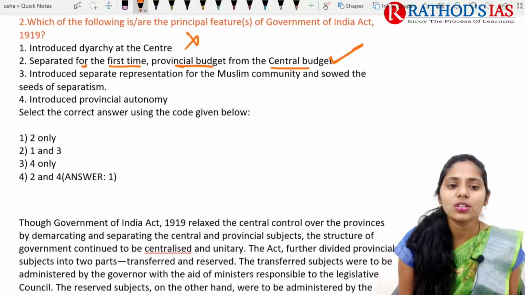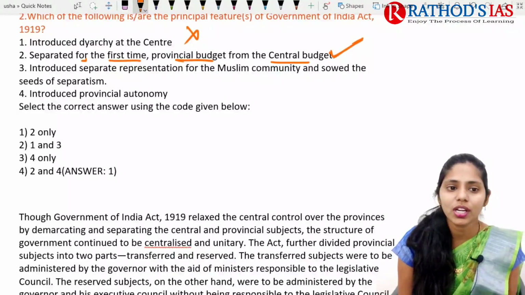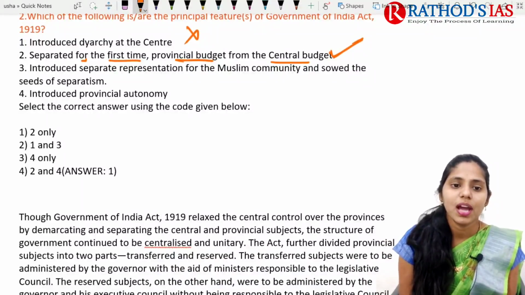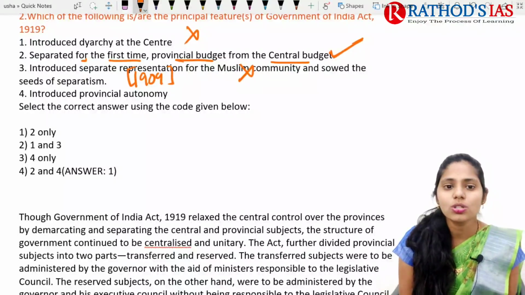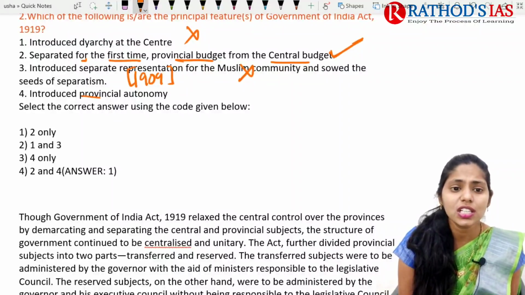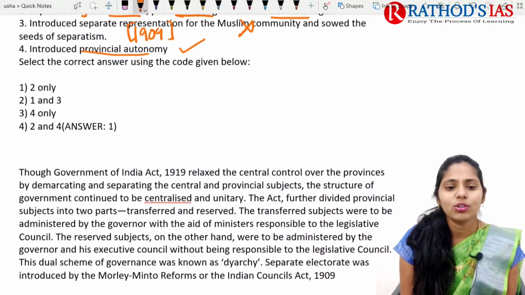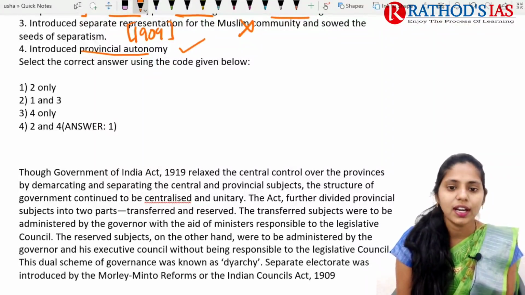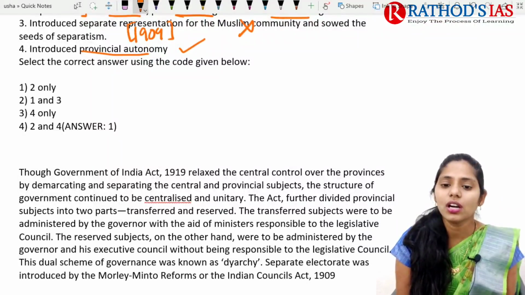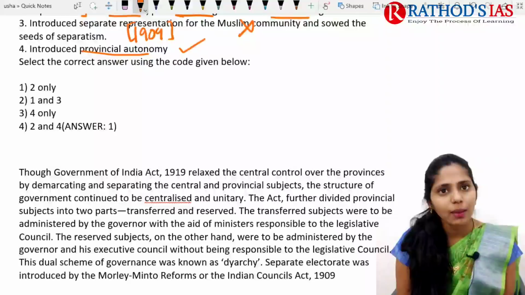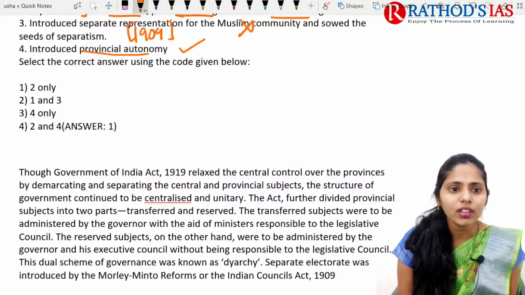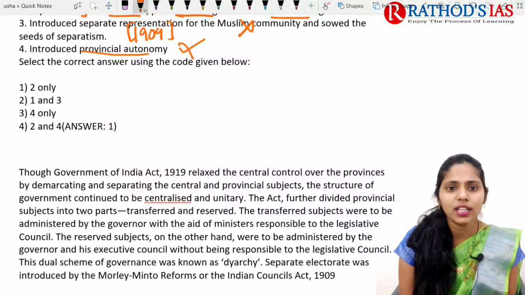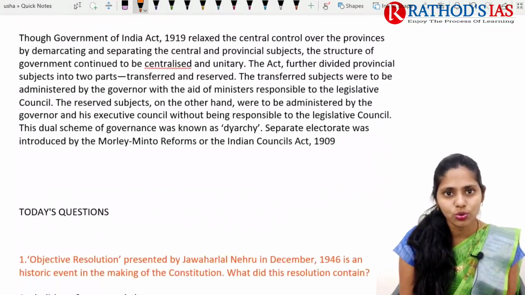Next, it also introduced separate representation for the Muslim community and sowed the seeds of separatism. Actually that was done through the 1909 Act but not 1919. So this is also incorrect. Next one is that it introduced provincial autonomy, but it does not introduce provincial autonomy. Through the Government of India Act of 1919, it relaxed central control over the provinces, and it also came up with demarcating and separating the central and the provincial subjects. So this statement is also incorrect. So the correct option will be 1, 2 only.